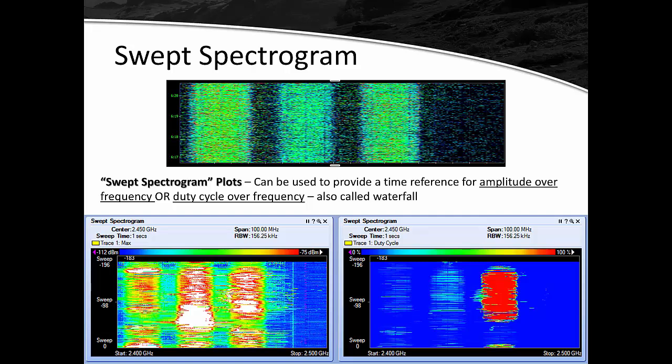So the swept spectrogram is useful for seeing utilization over time or even duty cycle over time. So you can see, is there just a spike in busyness or utilization within the channel or within the frequency, or is this something that is continual all of the time?